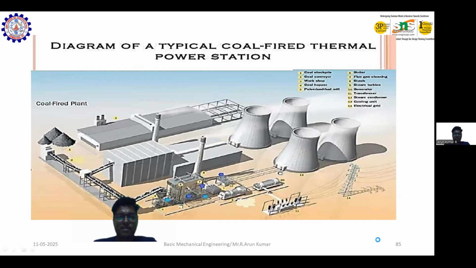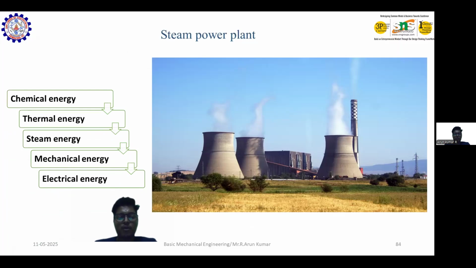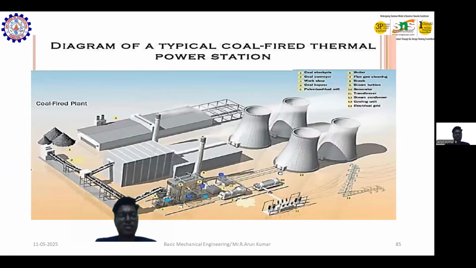In the last class we saw the steam power plant. The main energy conversions in a steam power plant are chemical energy, thermal energy, steam energy, mechanical energy, and electrical energy. So now let's move on to the coal-fired steam power plant.